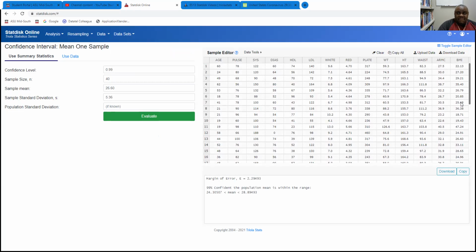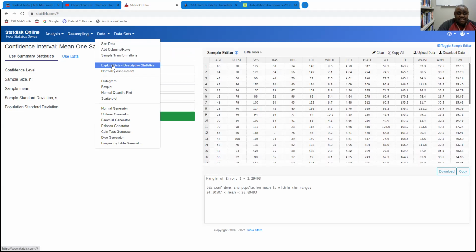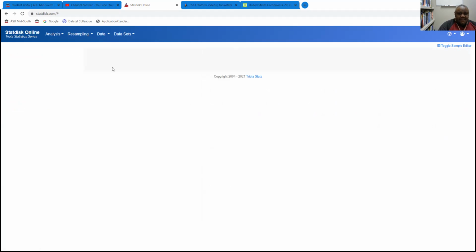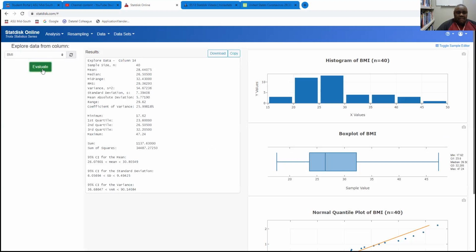Now we got to do the descriptive statistics there. So we go to data, explore data statistics, descriptive statistics, and under the select, go to BMI. Click evaluate. Okay, we want a 99% confidence interval. So that means the mean is right here. Let's say the 2 decimal places, this is going to be 28.44.